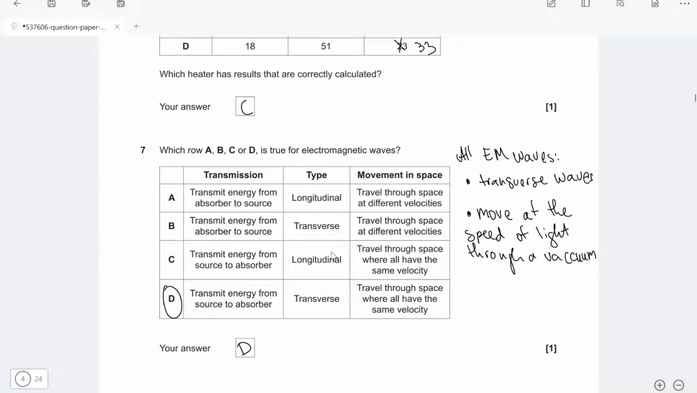Question 7. Which statement, A, B, C, or D, is true for electromagnetic waves? Well, all EM waves are transverse waves. So any of the answers that are longitudinal we can cross out immediately. So that's incorrect and that's incorrect. They also move at the same speed through a vacuum. So their speed is independent of the wavelength, for instance, so they travel through space all with the same velocity. That's absolutely true, so the correct answer is going to be D. If it wasn't, we would have different wavelengths reaching us, literally different colors of light reaching us from the sun at different times, but they all come in at the same time.